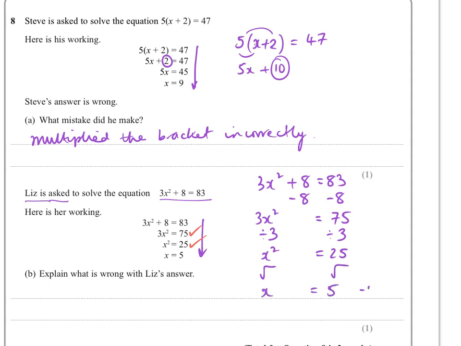However, it could also be negative 5, because negative 5 times negative 5 is the same as negative 5 all squared, which is also 25. So what's wrong with her answer? Well, there's 2 solutions and she's only got one of them, so the other one was missing.